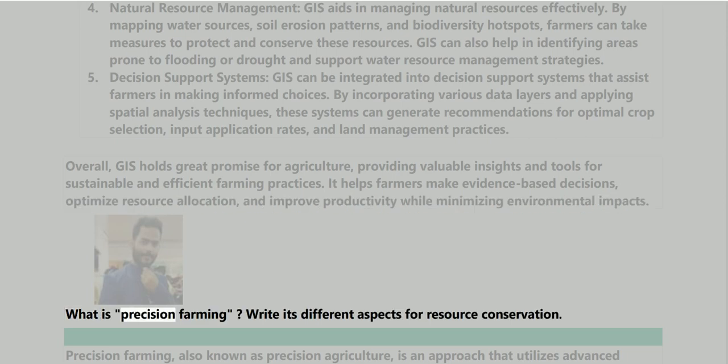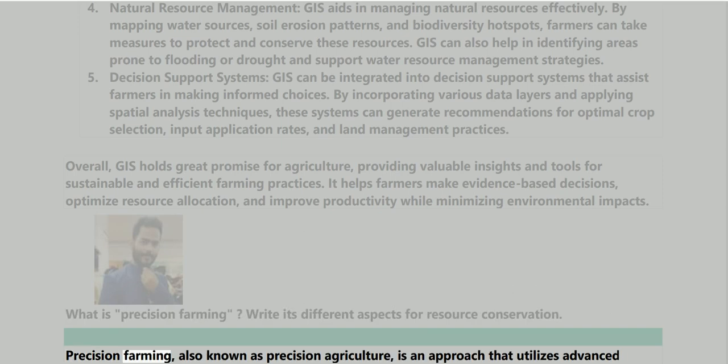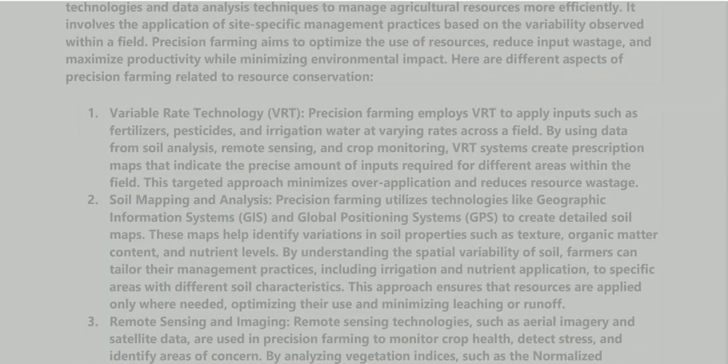What is precision farming? Write its different aspects for resource conservation. Precision farming, also known as precision agriculture, is an approach that utilizes advanced technologies and data analysis techniques to manage agricultural resources more efficiently. It involves the application of site-specific management practices based on the variability observed within a field. Precision farming aims to optimize the use of resources, reduce input wastage, and maximize productivity while minimizing environmental impact.